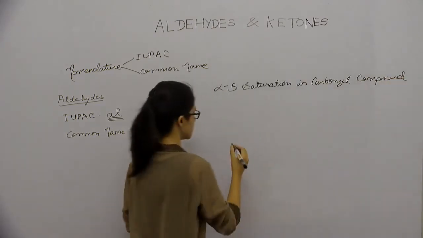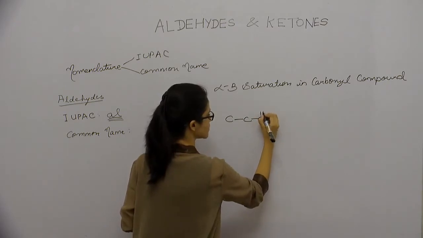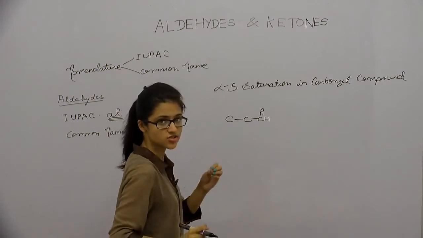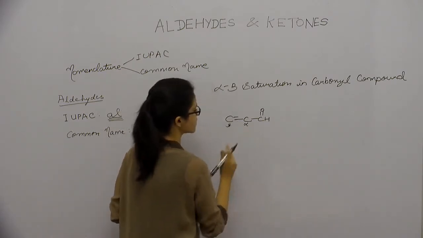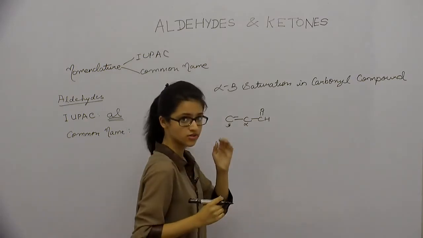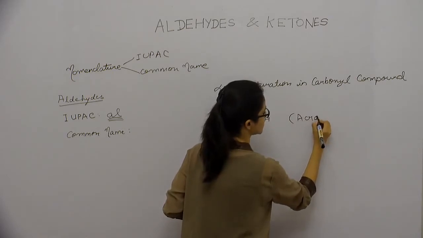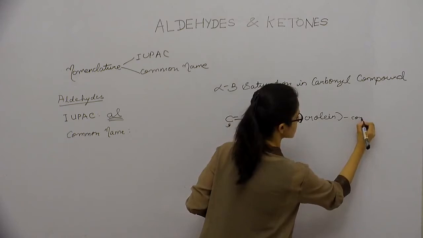Okay. So we'll make a 3 carbon chain. Right. Now we have to make an alpha beta unsaturation. Unsaturation means double bond, so here at the alpha and beta position. So this compound is commercially known as acrolein. Right. This is the common name.